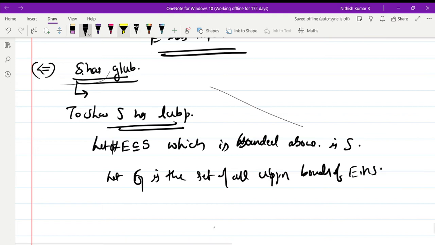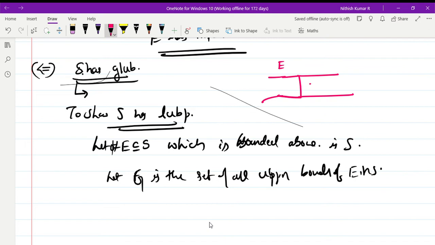Now think in this way. This is my E, which is bounded above. Say there are some elements which are greater than every element of E. This is my G. Now G is the set of all upper bounds of E in S. Therefore, clearly G is not equal to empty, because if G were empty, that would mean E has no upper bounds. That would contradict my assumption that E is bounded above. Therefore, G is not equal to empty.